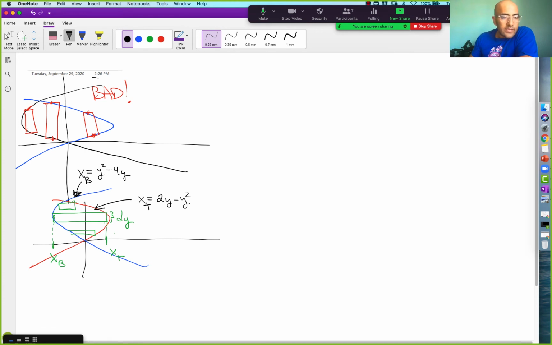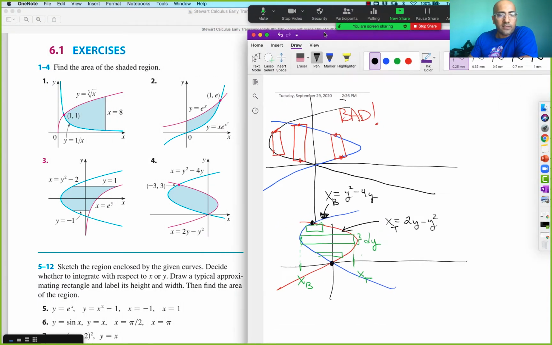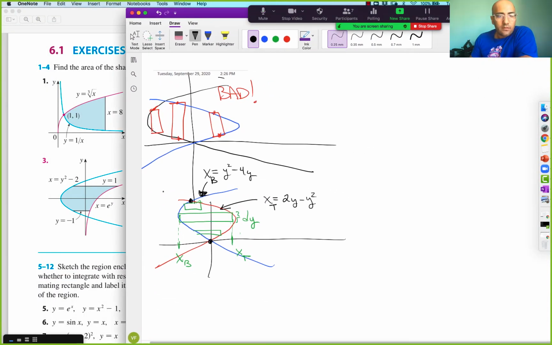Okay, so now we need to know these things here, and luckily that's a 0, but they also give you where they cross. They cross at (-3, 3) and at (0, 0).